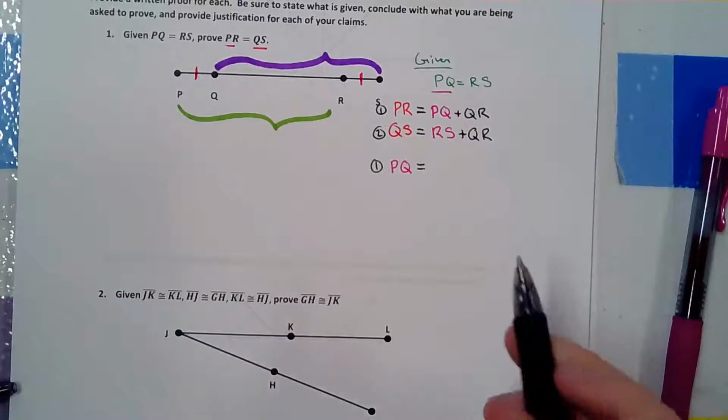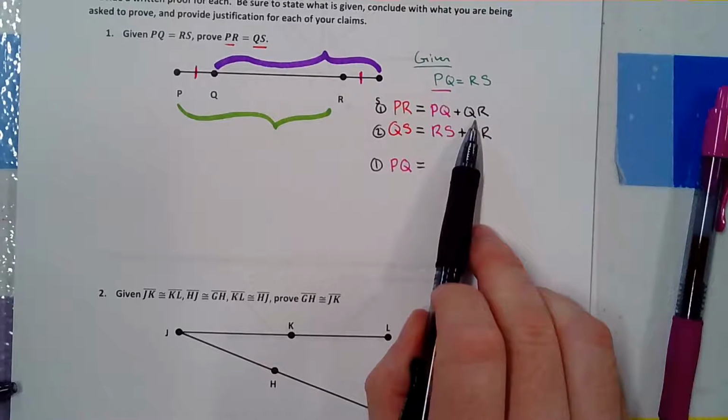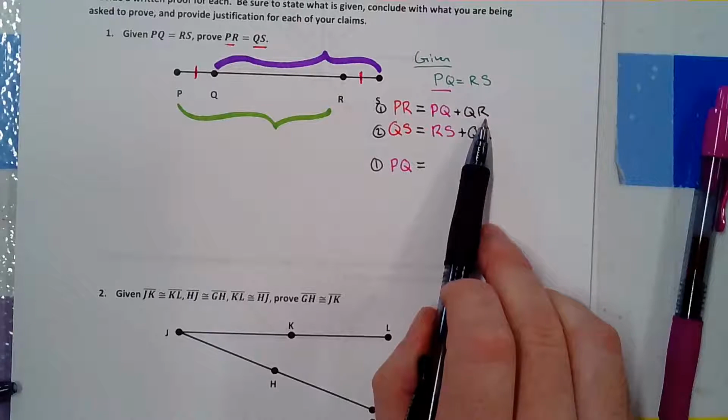equals. Now, how did I get this on its own? Well, here's PQ. What's bothering PQ, where it can't be on its own, is QR, right? So I need to subtract QR. Is everybody cool with that? I'm going to subtract QR from both sides.